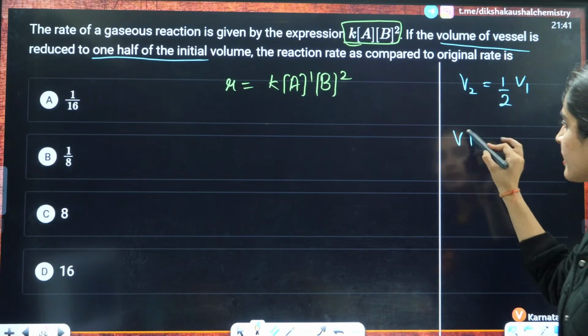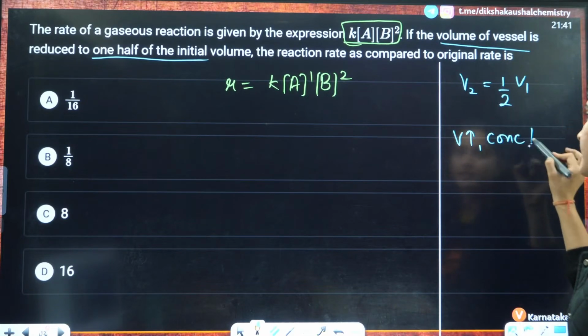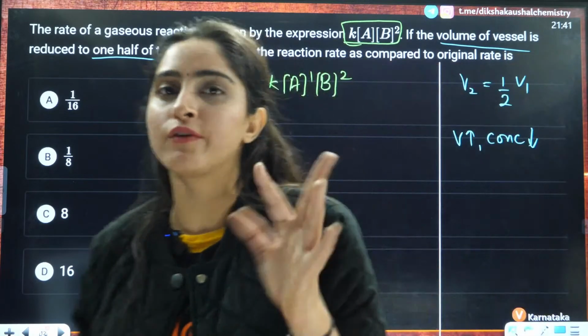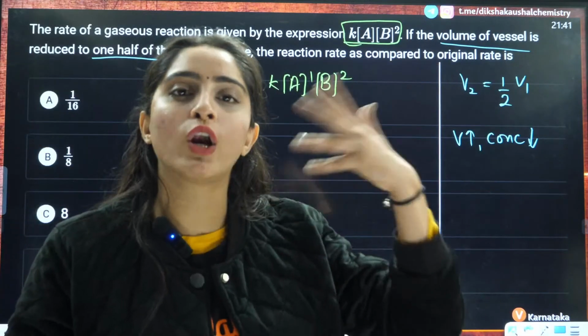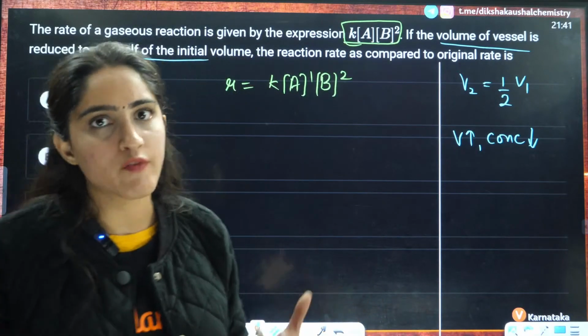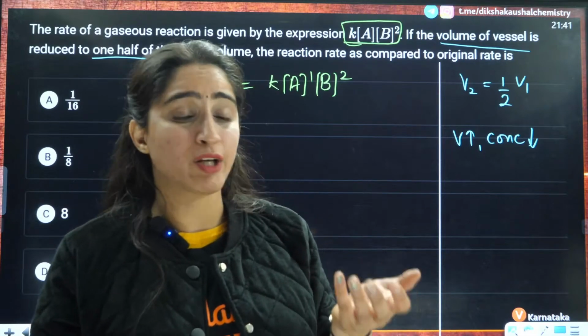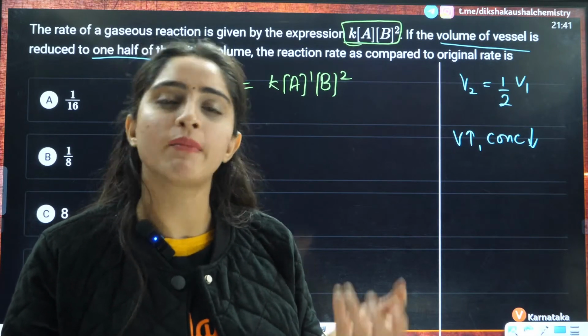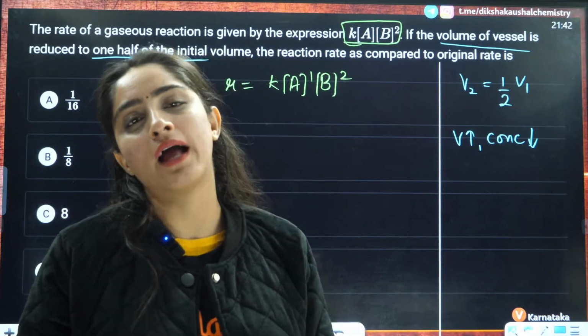If volume is increasing, concentration is decreasing. Do you agree or not? Volume and concentration are inversely proportional to each other. The more volume you add, the concentration of that thing will decrease, right? For example, you have a glass of water and you think it's too sugary, too sweet. What do you need to do? Add water into it.